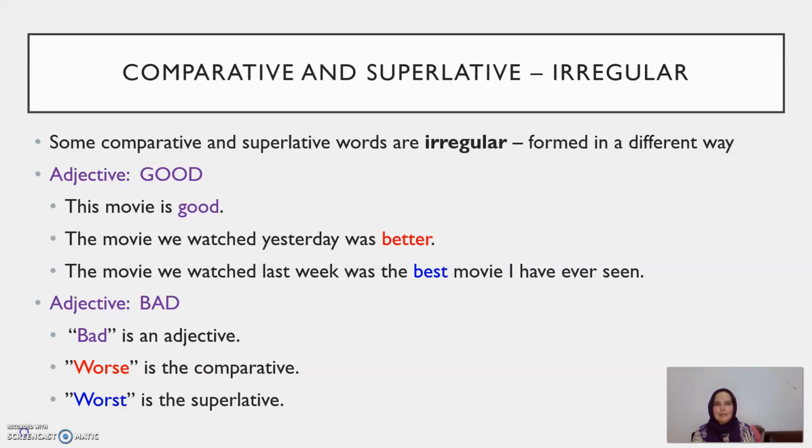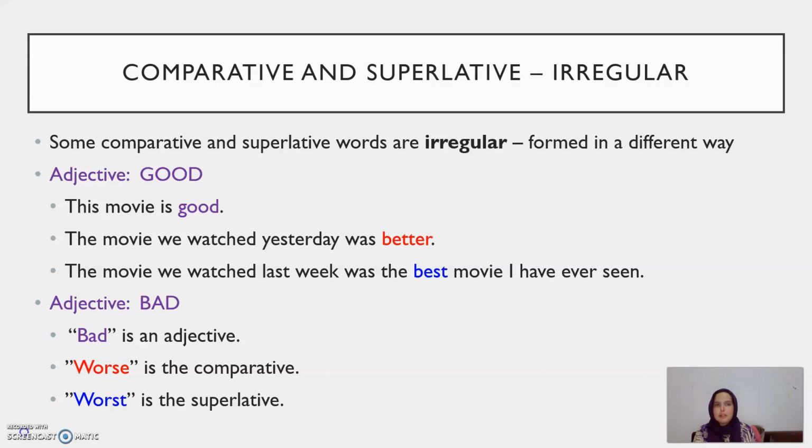There are also some irregulars. Some comparative and superlative words are formed in a different way. For example, one adjective is good. This movie is good. The movie we watched yesterday was better. That's the comparative. The movie we watched last week was the best movie I have ever seen.